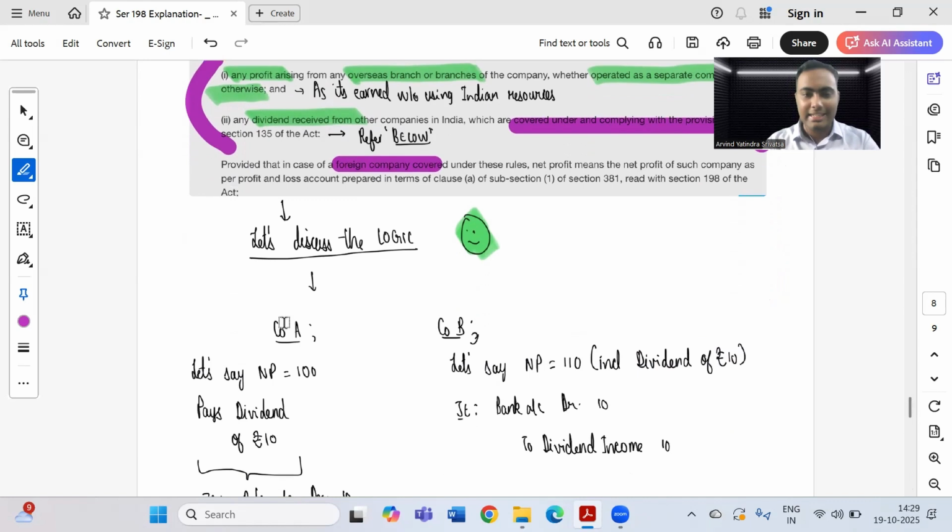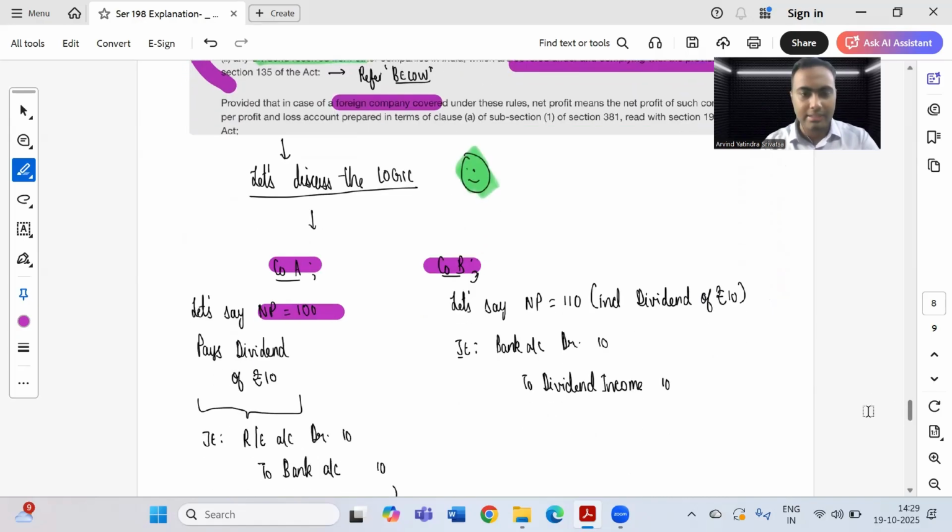Let's discuss the logic. Let's say company A is there, and let's say company B is there. Both of these companies exceed the prescribed limit for CSR, and hence CSR is applicable on them. Maybe the paid up capital, or the turnover, or the net profit, whatever they exceed, due to which CSR is applicable. Let's say net profit of company A is rupees 100. Company A pays a dividend of rupees 10. What would be the entry for dividend? Guys, remember this: dividend does not impact your profit and loss account, because dividend is not a charge, dividend is an appropriation of profit. Please keep that in mind.